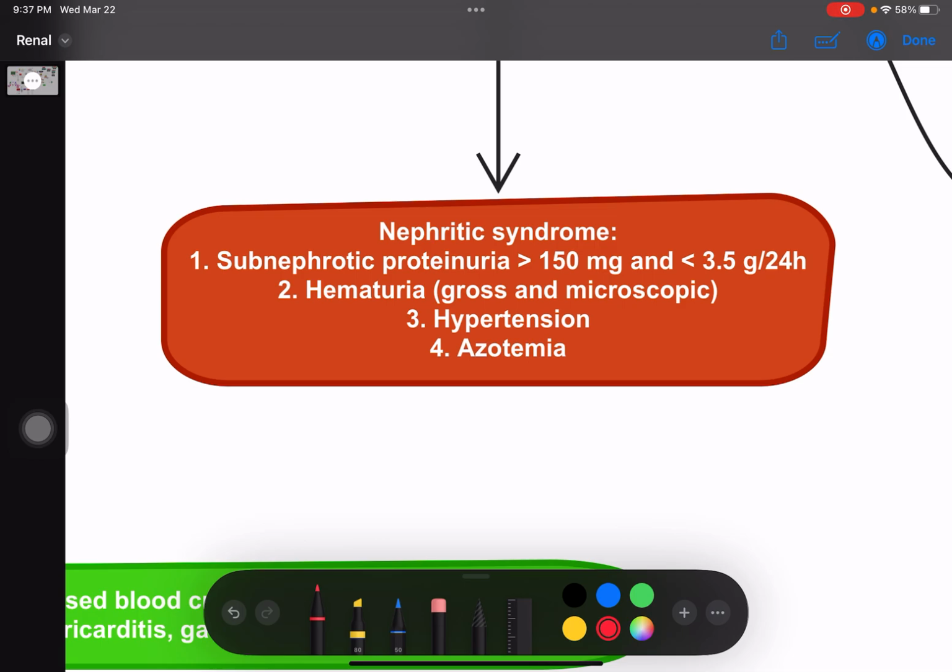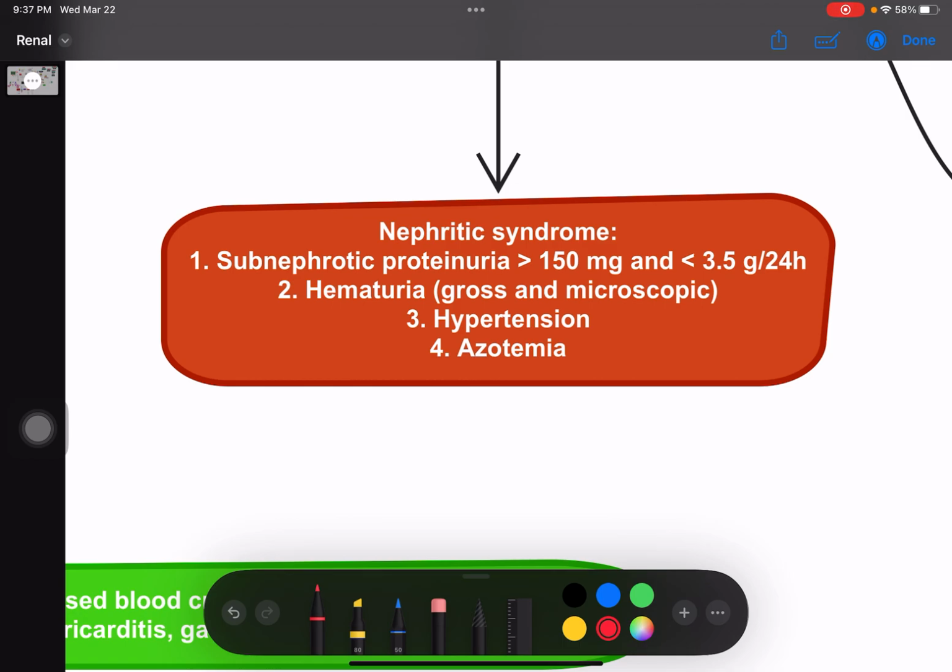Now, it has four characteristics as well. If any of those characteristics are missing, nephritic syndrome is not present. So all four characteristics have to be present in order for us to conclude it's nephritic. First, there's a subnephrotic proteinuria. This is always less than 3.5 grams in 24-hour urine sample.